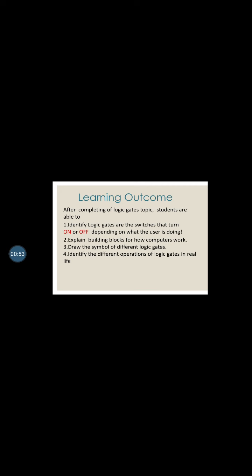So, in learning outcomes, after completion of our logic gates topics, students are able to identify the logic gates that will be used as the switches that turn on or off depending on what the user is doing. So the logic gates work on two logic states. One is on logic and another is off logic. The on logic will be called a 1 bit and the off logic will be treated as a 0 bit.